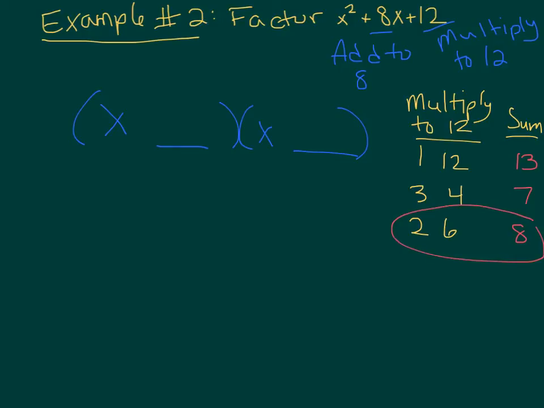So I want numbers that multiply to 12 and add up to 8. 2 and 6 are the ones I'm looking for. So in the end, I'm just going to fill in those blanks. My answers are x plus 6 and x plus 2.